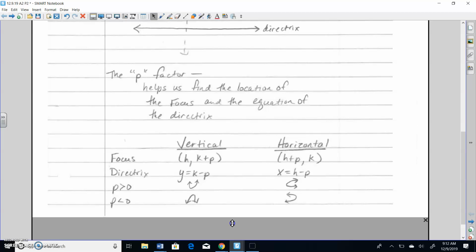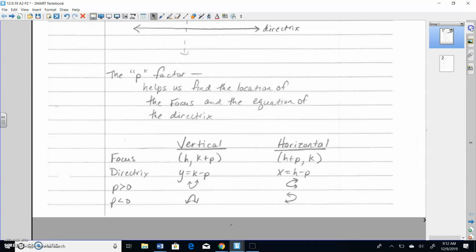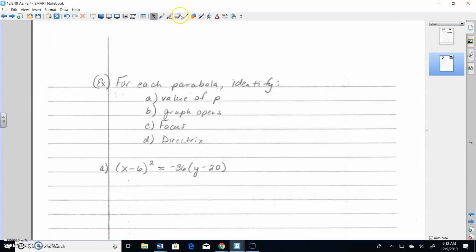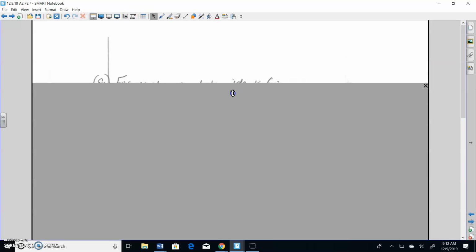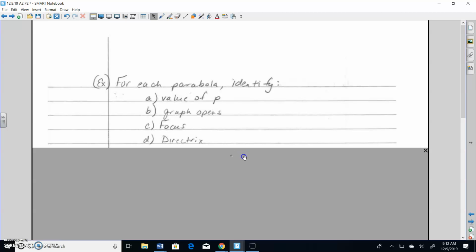Okay, there we go. So let's look at a couple of examples where we're going to identify some things. The first thing we're going to do here, in a little different order than what you have in your notes, is find the value of P. We're going to use that value to decide which way our graph opens up. Then we're going to determine the focus and the directrix. No graphing today. We're just going to be working with the P factor.